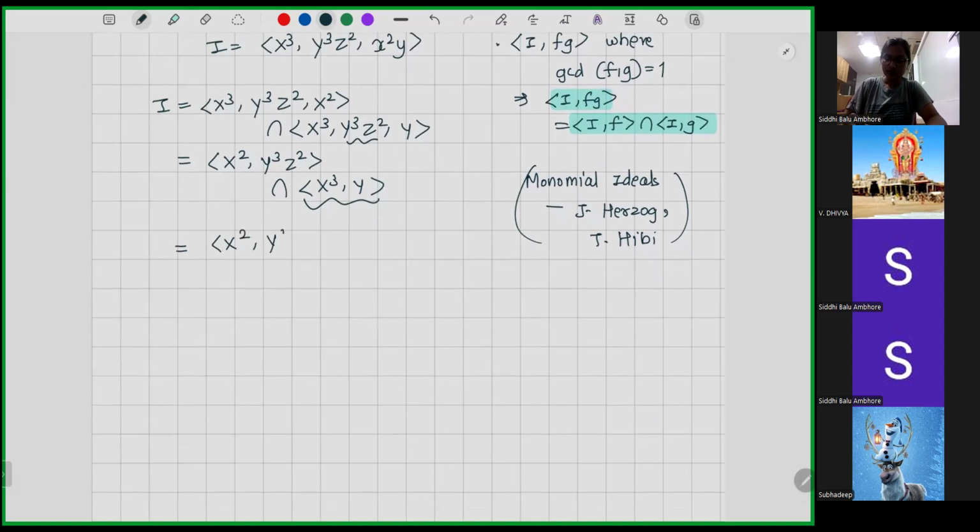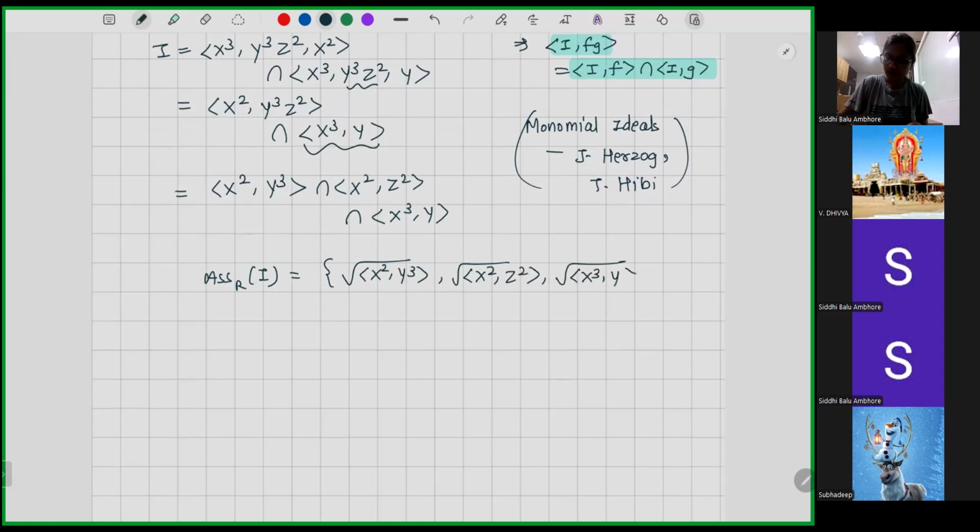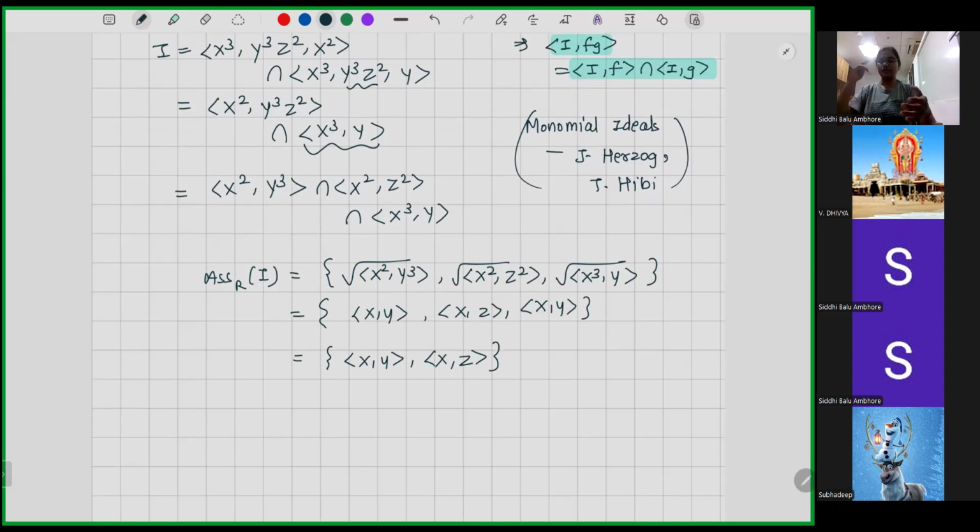But now this first element I will split: (x square, z square) intersection (x cube, y). So the associated primes are the radicals of this: the radical of (x square, y cube), the radical of (x square, z square), and the radical of (x cube, y). What is the radical of this ideal? It is (x, y). For this it is (x, z), and for this it is (x, y). So this indeed becomes only (x, y) and (x, z), because we are not counting this again.